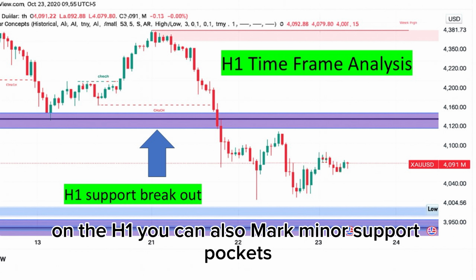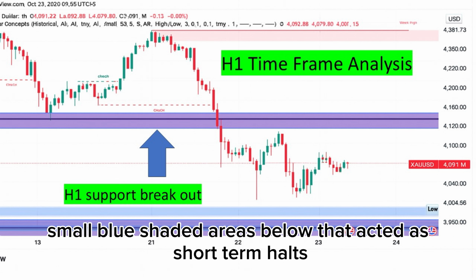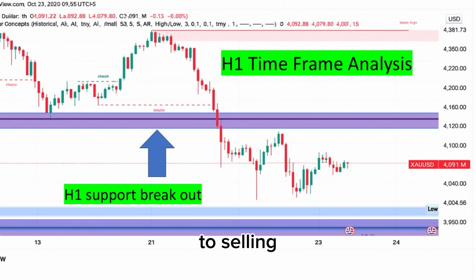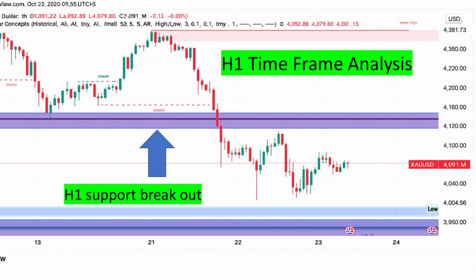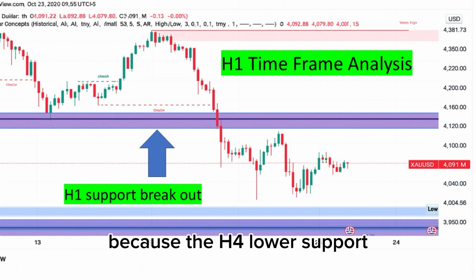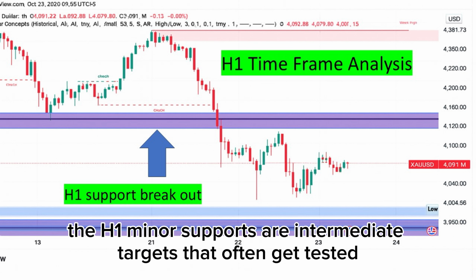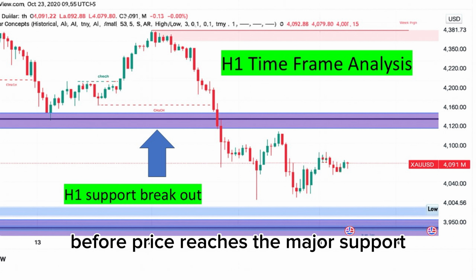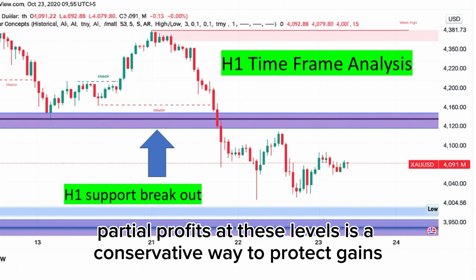On the H1, you can also mark minor support pockets, small blue-shaded areas below that acted as short-term halts to selling. These are intraday support zones where price paused or produced wicks. They're helpful for planning partial profit targets or scaling out of positions. Because the H4 lower support around R3940 is a bigger zone, the H1 minor supports are intermediate targets that often get tested before price reaches the major support. Managing trade size and taking partial profits at these levels is a conservative way to protect gains while leaving room if momentum continues.